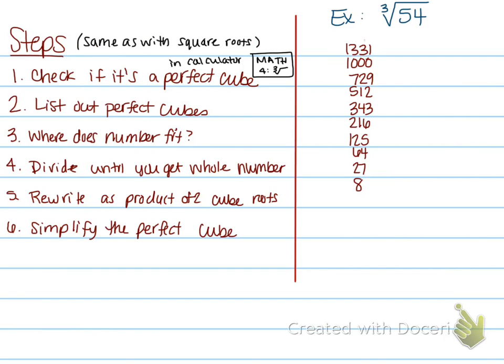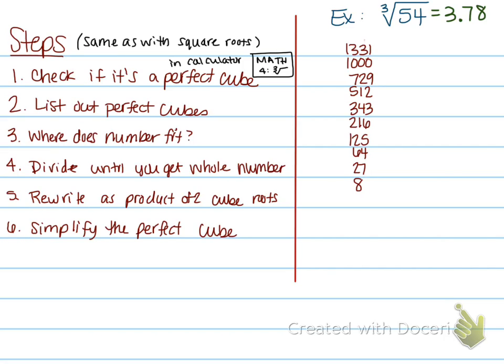My first example is going to be the cube root of 54. Notice the small 3 at the top of the radical symbol. My first step is to check if it's a perfect cube. So I'm going to go to my calculator, hit Math, select the fourth option, type in 54, and hit Enter, because I will need this decimal later. I get the decimal of 3.78. I did round here.